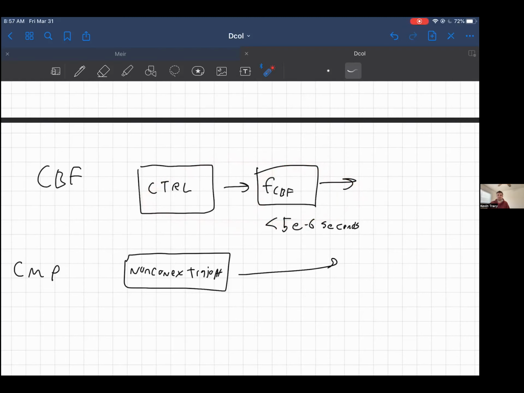Yes, perfect. But then is the only downside to using CBF that you're just not optimal on your output? Yeah, so what you'll see is that it'll sometimes do kind of silly looking things.